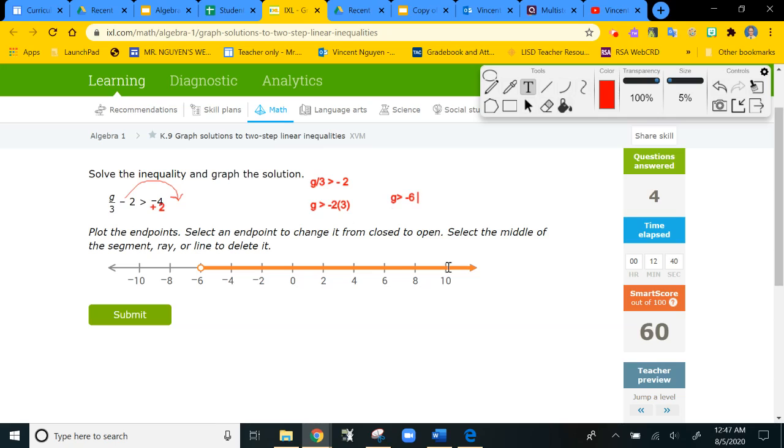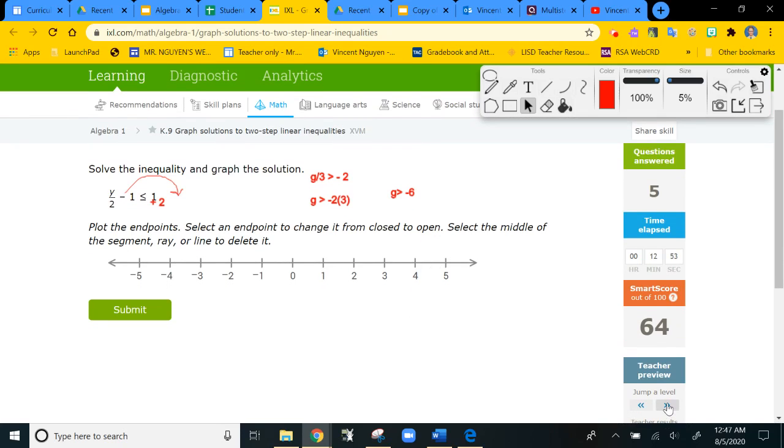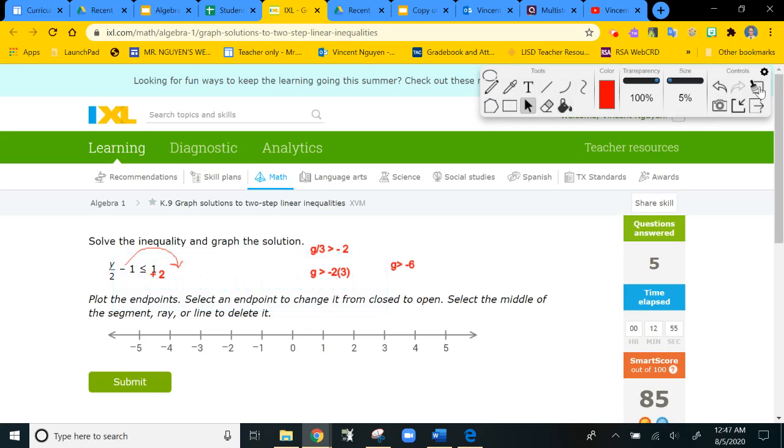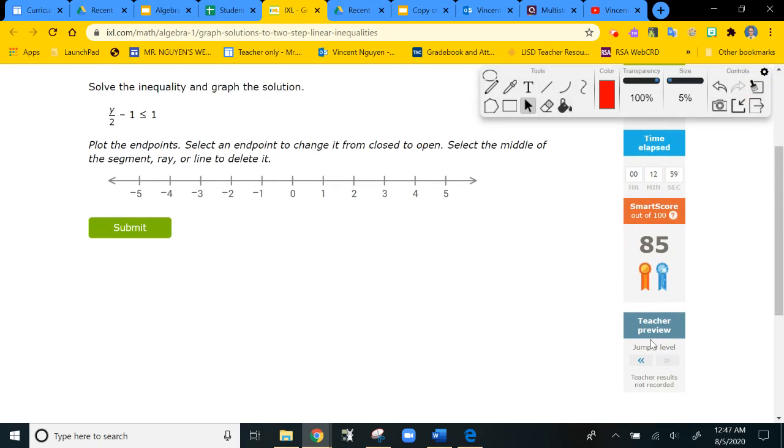Okay, so I'm graphing it this way to the right, all the way to the arrow. All right, let's submit this, and I think we did it right. Yay! All right, I'm gonna skip level. I'm gonna jump level. Let me delete that. Same problem. Oh, I can't jump level anymore.